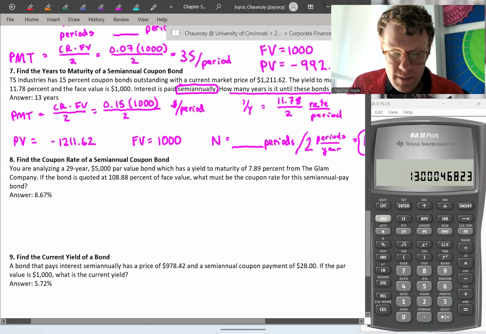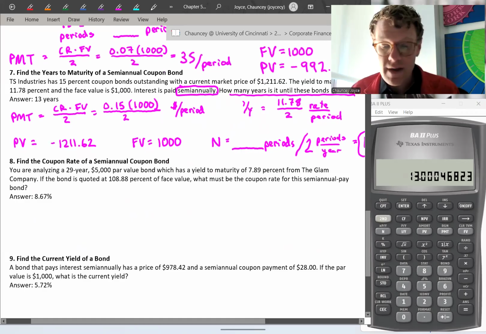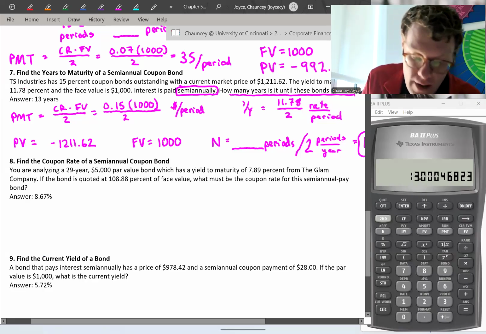Okay, we have another semi-annual coupon bond here. You're analyzing a 29-year 5,000 par value bond, which has a yield to maturity of 7.89% from the Glam Company. If the bond is quoted at 108.88% of face value, what must be the coupon rate for the semi-annual pay bond?